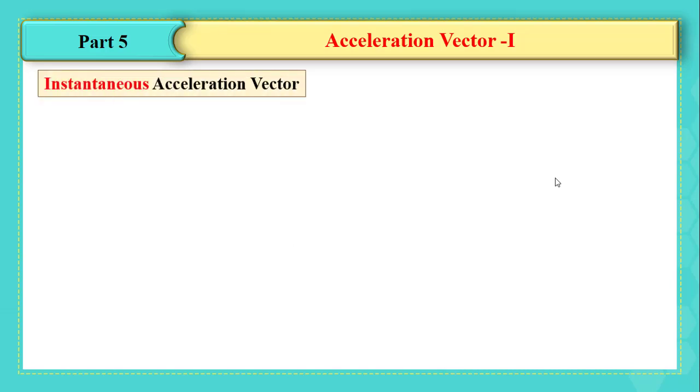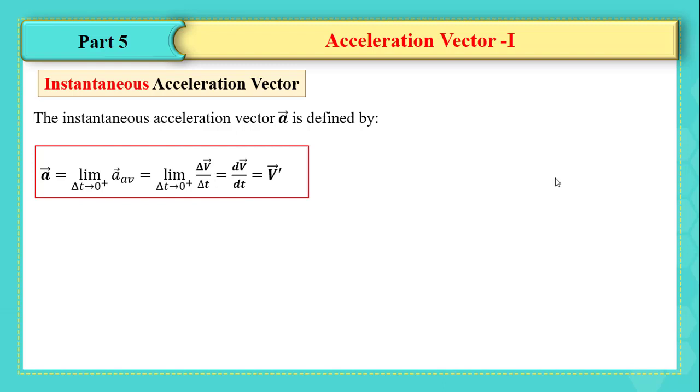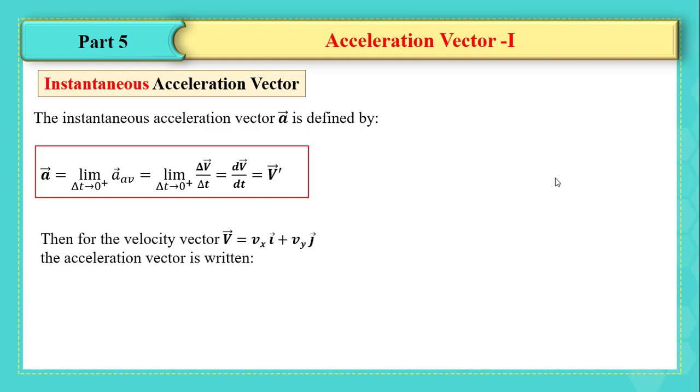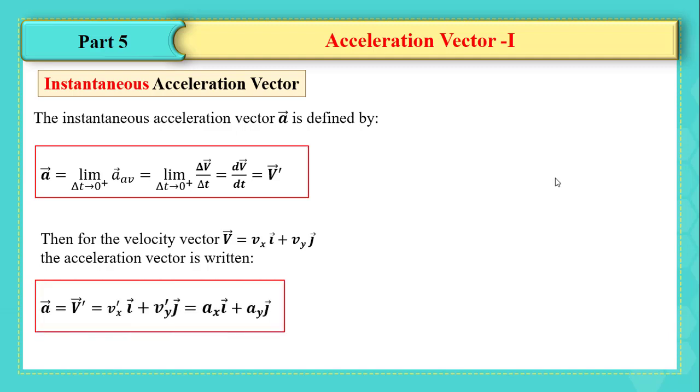What about the instantaneous acceleration vector? The instantaneous acceleration vector a is defined by a is equal to the limit of the average acceleration as delta t tends to 0 plus, which is equal to the limit of delta v divided by delta t, which is equal to the derivative of the velocity vector. Then for the velocity vector v, which is equal to vx i plus vy j, the acceleration vector is written a is equal to v prime, which is vx prime i plus vy prime j, which is equal to ax i plus ay j.